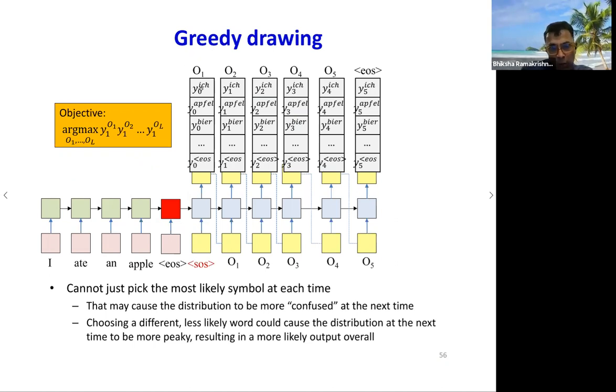Picking the most probable word at any time may cause the network to become more confused and less certain about what follows in subsequent time steps, so that even the most probable outputs at the future times have lower probability than they would have had if we had chosen a different, less probable word at the current time.